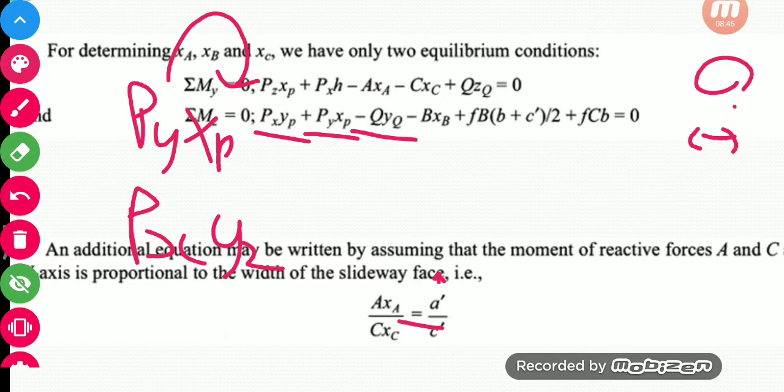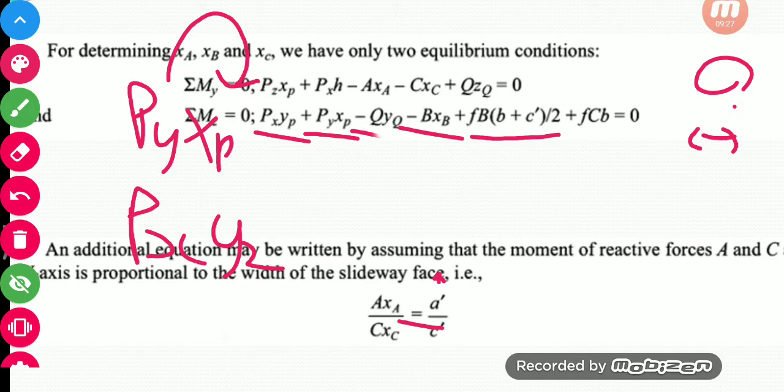Similarly, B times Xb would be one of the components, which is the component because of the force B, which is the reaction on the vertical face. So that is also not at the center, so also that is being assumed in the anti-clockwise direction. And then finally the last two components are the frictional force, that is F times B, that is the frictional force on that vertical surface, and the distance it acts is B plus C by 2.